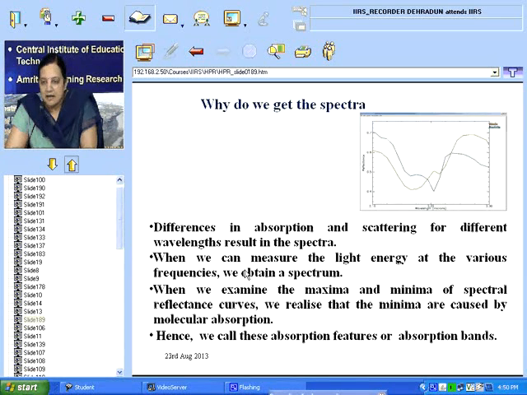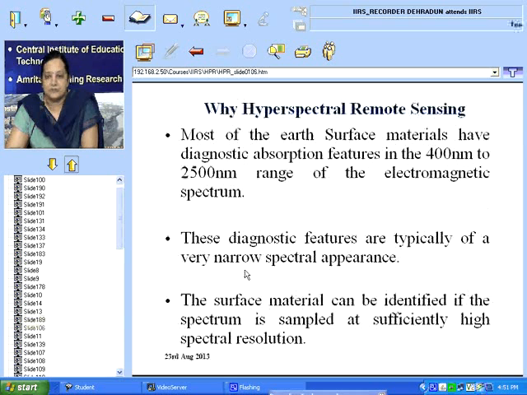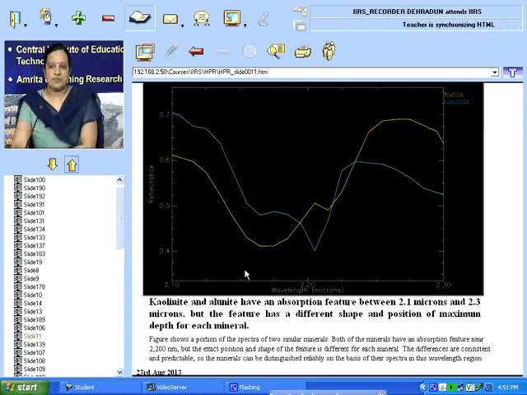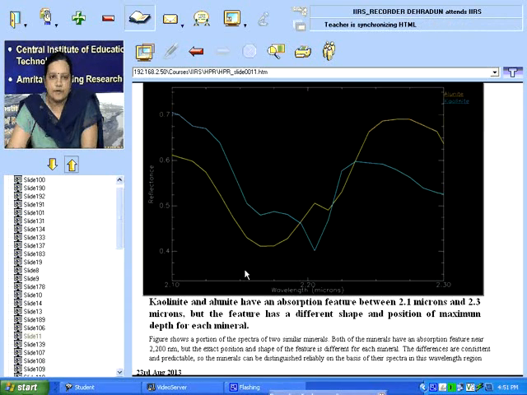But when I make very fine observations, with an observation from 2 to 2.1 and then 2.1 to 2.2, I'm able to capture these absorptions, which enables me to differentiate one spectrum from the other, and thereby differentiate between the two minerals or rock types. Further, here is a better example which shows that these two can be differentiated.